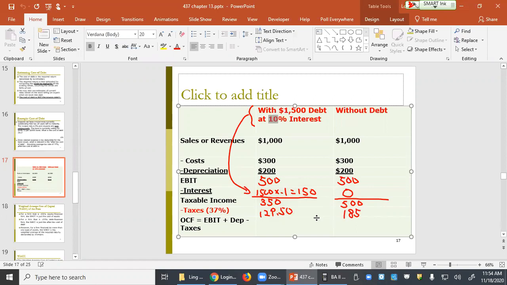The truth is that you don't have to continue with the calculation from here to find the operating cash flow, but if you really want to do it, you can still do it. Okay, 570.50 for the middle column versus $515 in the right-hand column. That's the operating cash flow.